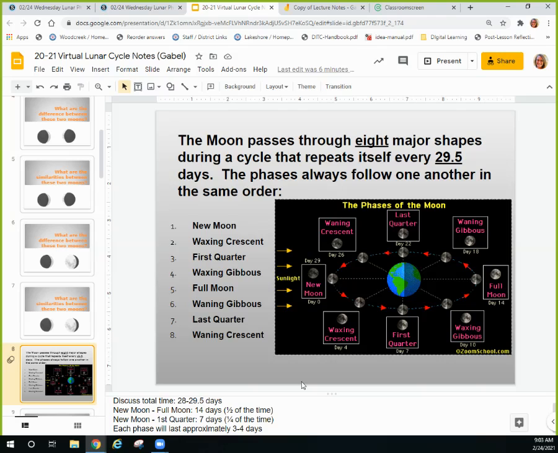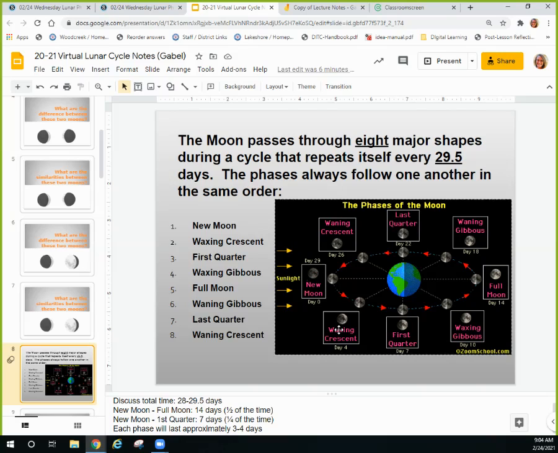So 21 days is 3 weeks. From new moon to first quarter, that's 1 week. First quarter to full moon, 2 weeks. Full moon to third quarter, 3 weeks. Okay? So you got new moon is 1, first quarter is 1, full moon is 2, third quarter is 3, new moon is 4. Okay? So first quarter, you start at first, right? First week, second week, third week, fourth week. Does that make sense?